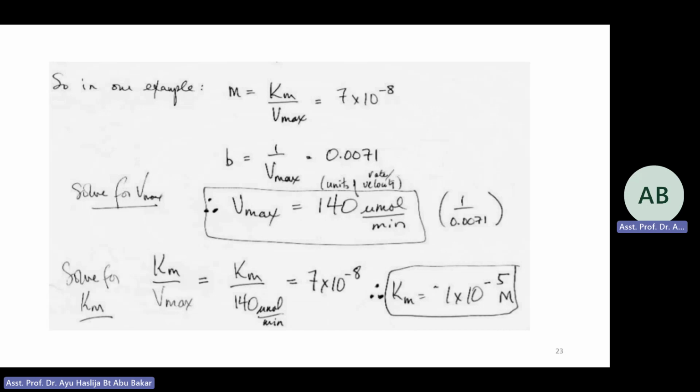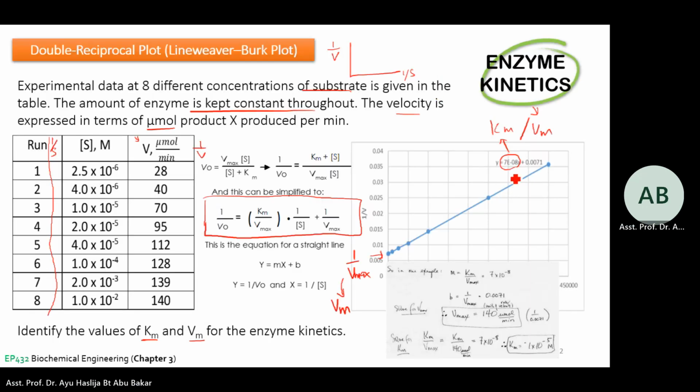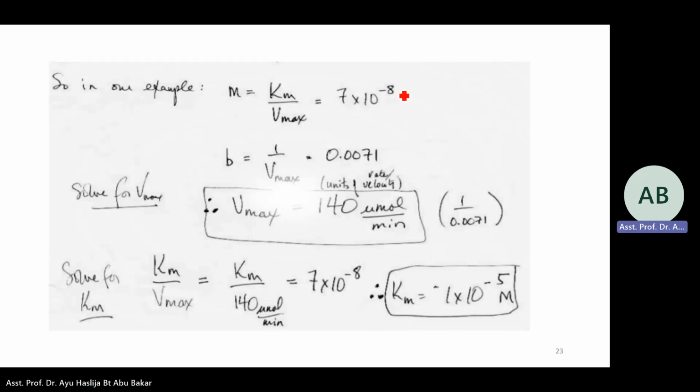Okay, for example, just now we have the m, the slope is equivalent to 7 × 10 to the power of 8. This is from the slope, from the line that you plotted, you get this value of slope. Okay, so this is the intercept. From the slope, you can recalculate to find the Vmax. So this is your Vmax obtained.